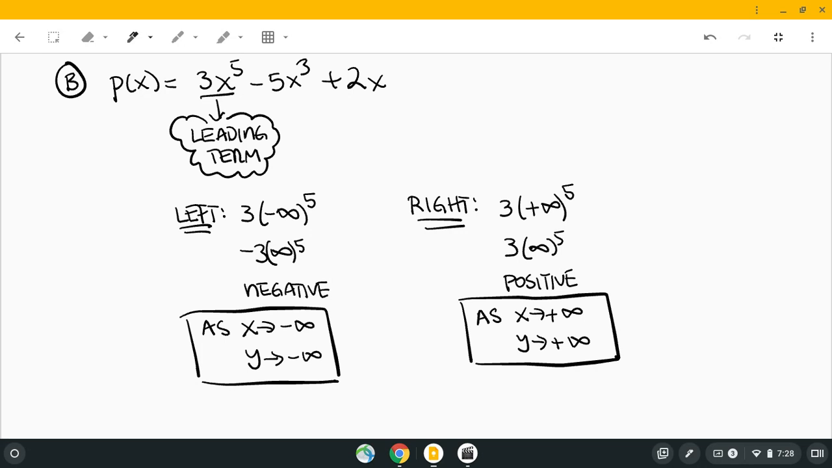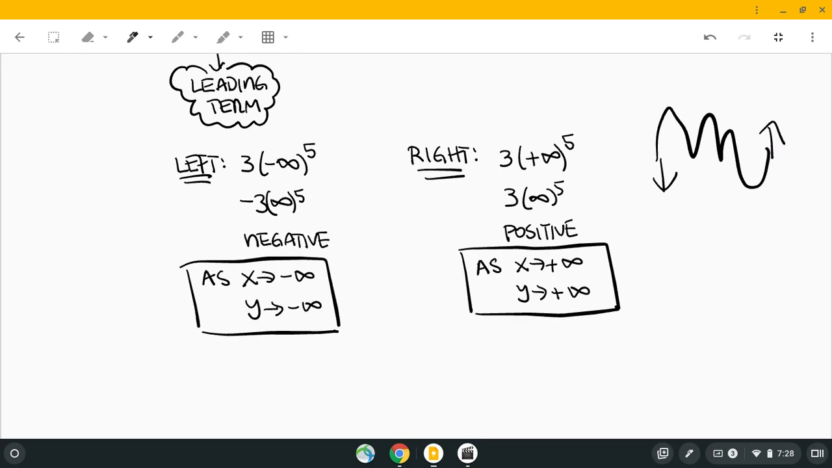So the left-hand side would be going down. The right-hand side will be going up. And in the middle, we have some sort of a doodle, but it ends up looking something like this, not quite. Something happens in the middle, but this is the left end and that's the right end. Okay. All right, try this one.